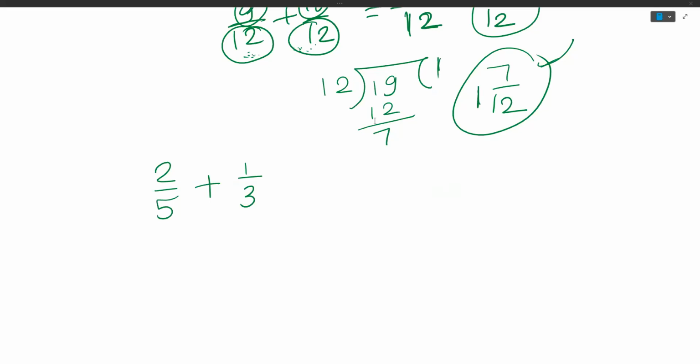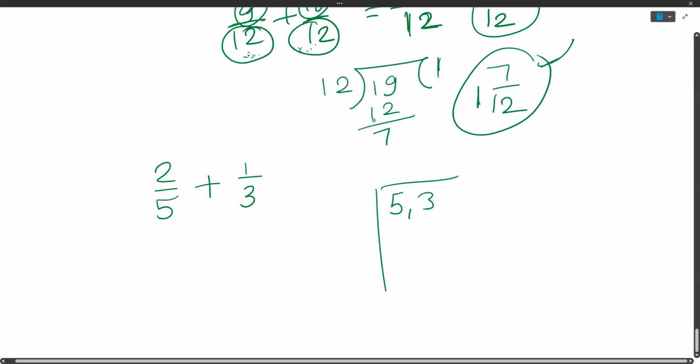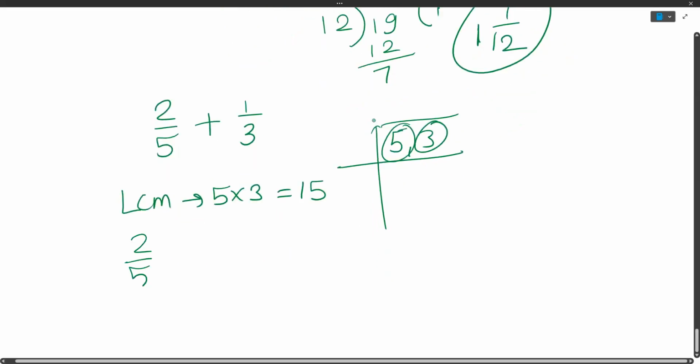Adya, did you understand? Okay, please listen. 5 and 3 LCM, both are prime numbers, so they won't have any common multiple. So their LCM would be multiplication of 5 and 3. 5 into 3, that is 15. So LCM is 15. How would you make 2 by 5 denominator as 15? By multiplying 3 up and down. So it is 6 by 15.